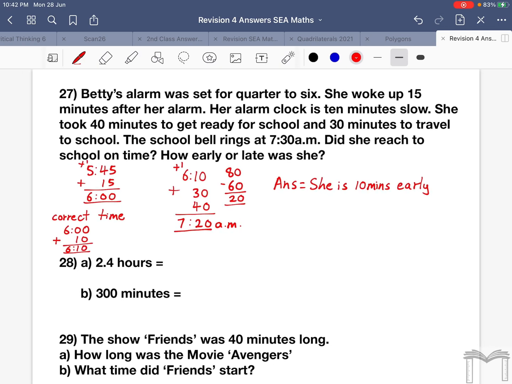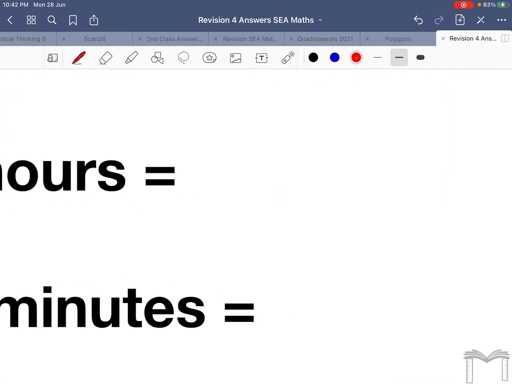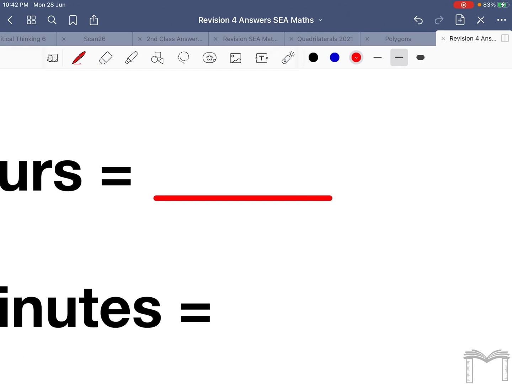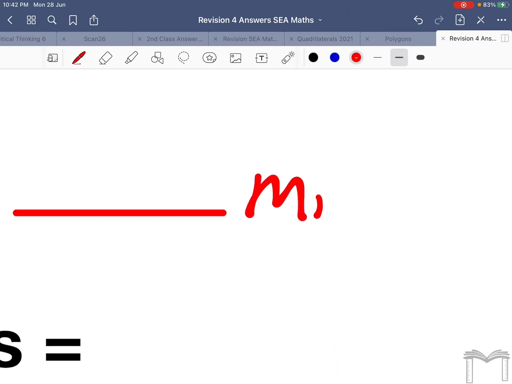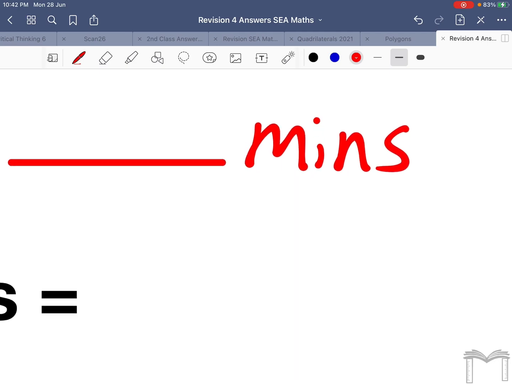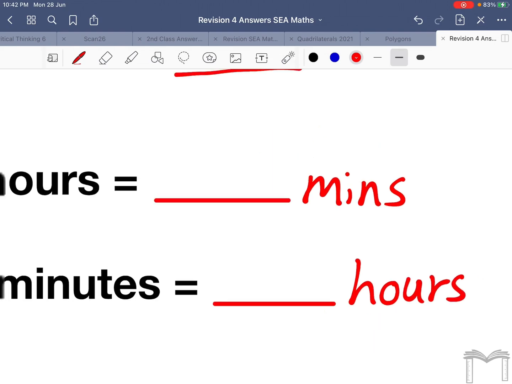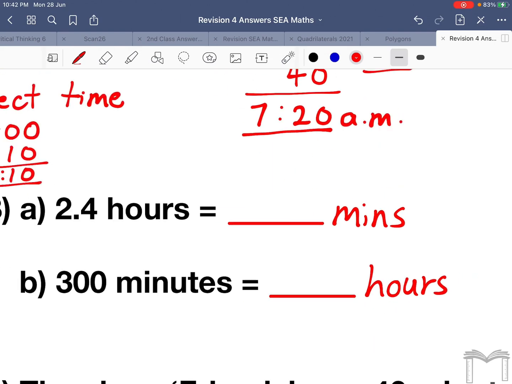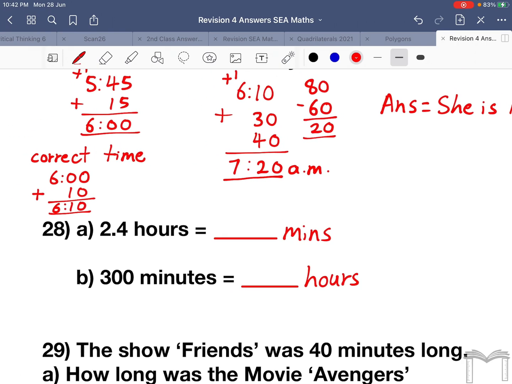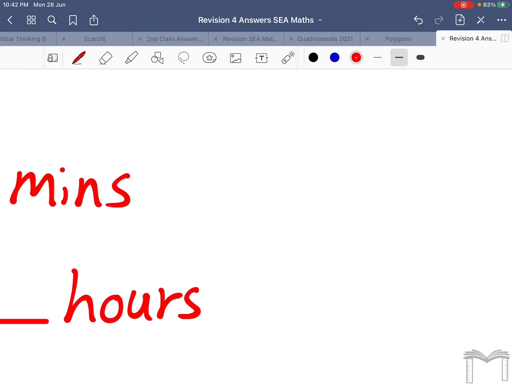Number 28. So there's something that's missing here, so we'll put that in now. 2.4 hours in minutes. So sorry about that. And 300 minutes in hours. How do we convert hours to minutes? We simply multiply the amount of hours by 60, because 60 minutes in 1 hour.